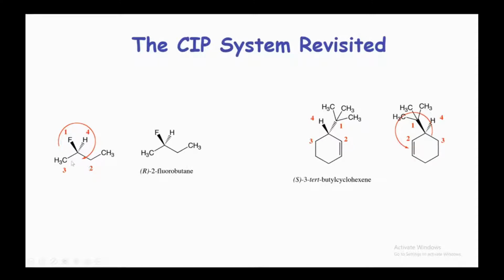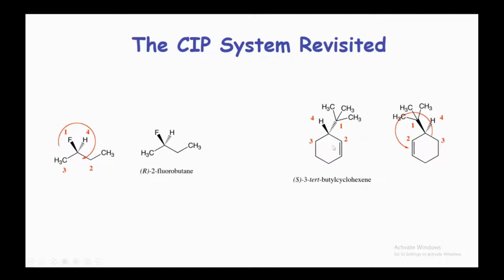Now if you look at this structure, we have ethyl with 2 carbons, we have methyl, and we have a heteroatom. Fluorine definitely has a higher atomic number than carbon, so fluorine will get the number 1 priority. Hydrogen, with an atomic number of just 1, will get the least priority of 4. Comparing ethyl and methyl, methyl will get 3 and ethyl will get 2. So if we start from 1, we go towards 2, and then from 2 to 3. It's a clockwise rotation, and that's why we say this is R.